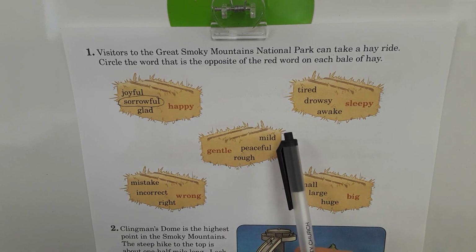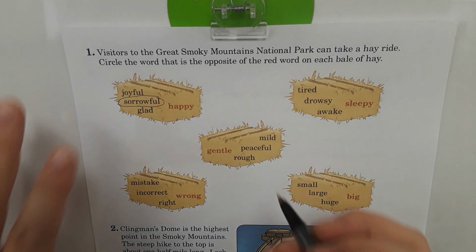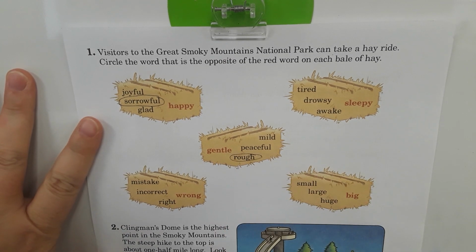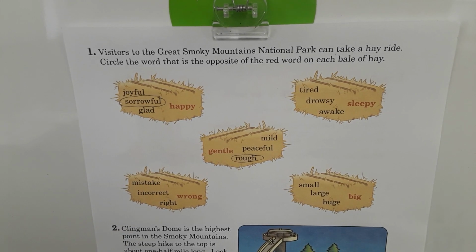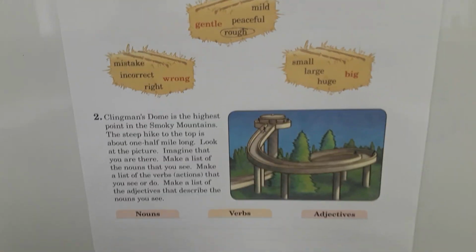Gentle. What is the opposite of gentle? Mild, peaceful, or rough? Rough is the opposite of gentle. Do the rest of these by yourself. Number 2.